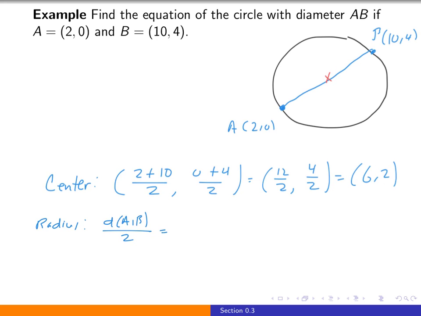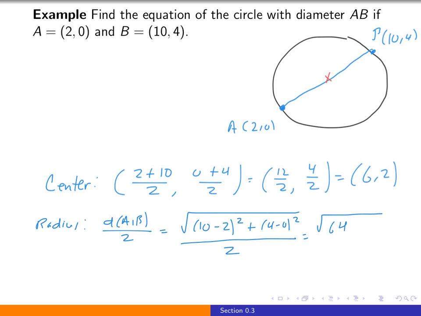So the distance from A to B, using our distance formula, will be the square root of the difference of their x-coordinates squared, plus the difference of their y-coordinates squared. And this is all divided by 2. So this will be the square root, so 10 minus 2 is 8. 8 squared is 64, plus 16, divided by 2. So that's the square root of 80 over 2.